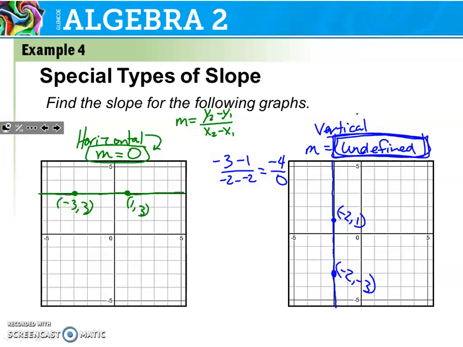Okay, versus this example over here, if I plug this one in, you would get 3 minus 3 over 1 minus negative 3. That gives me a 0 over 4. 0 divided by 4, you can do that. That gives you 0, which is how we find that our slope is 0. Okay, so those are our 2 special cases of horizontal and vertical lines.